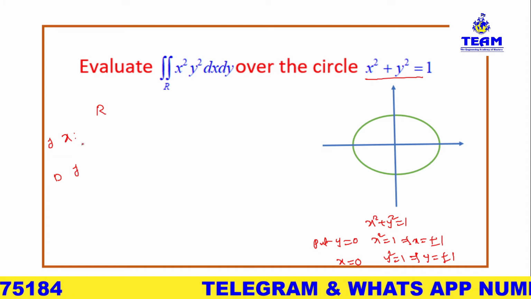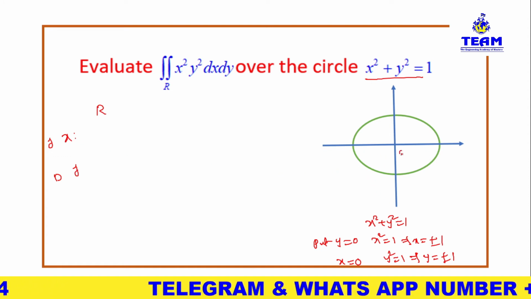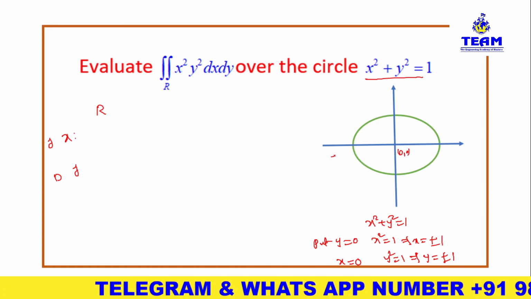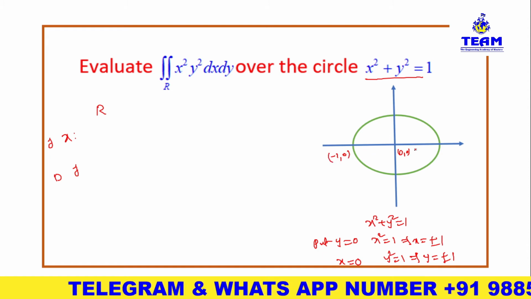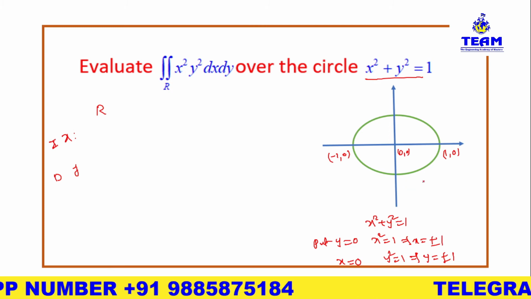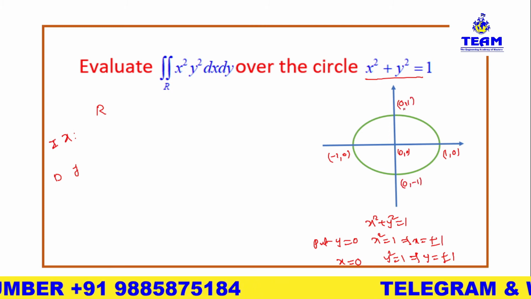Now, x limits I want. First, plot the values here. So this is the origin, friends. Next, here you observe x is moving from minus 1 to plus 1. So this is minus 1 comma 0, because on the x-axis the y value is 0. So here 1 comma 0. And here what you have? 0 comma minus 1. Next you have 0 comma 1. So 4 points are clear.